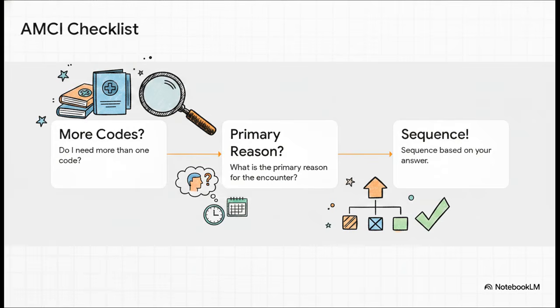Let's bring all of this theory right into real-world application. Here is the final, practical mental checklist you must run through every single time you encounter a code also note. Step 1. Ask yourself, do I need more than one code? Check the documentation to be totally sure. Step 2. Ask, what is the primary reason for the encounter? Like, why is the patient actually standing in front of the doctor today? Step 3. Sequence your codes based on your answer to Step 2. The condition that is the primary focus of the encounter gets sequenced first. It's a clean, logical, 3-step process that pretty much guarantees you are coding accurately.